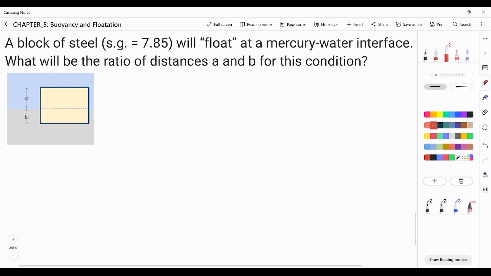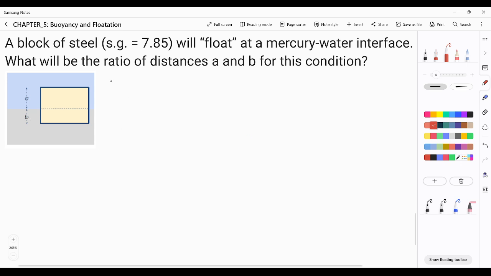So, we are given a block of steel, binigay yung specific gravity niya, tapos lumulutang daw siya sa isang mercury-water interface. We are asked to find yung ratio of the distances A and B, in which A is the part of the block na nakalutang sa water at yung B naman is part of the block na nakalutang sa mercury.